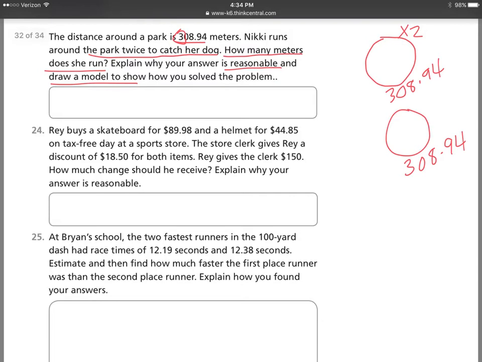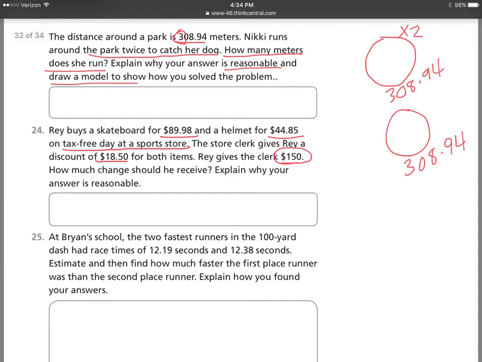Number 24 is a multi-operational problem. It's a lot like the math attacks we do. You're going to be buying a skateboard and a helmet. It's tax-free day, so you don't have to worry about figuring out how much tax there is. The store gives Ray a discount of $18.50. Discount means you're saving money. Ray gives the clerk $150, and you're supposed to tell us how much change he's going to get. So you will need to subtract the amount that he's spending from the $150.